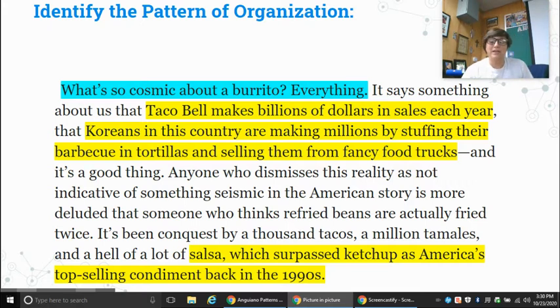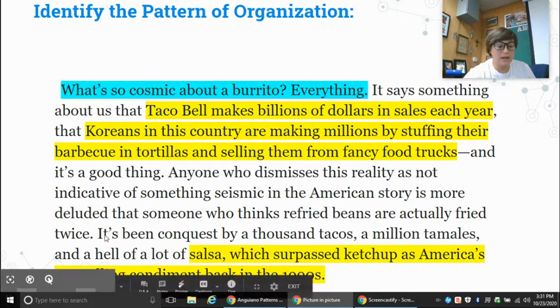Koreans in this country are making millions by stuffing barbecue and tortillas and selling them from food trucks, right? They talk about it's been conquest by 1,000 tacos, 1,000,000 tamales, and a hell of a lot of salsa. So salsa, because of the burrito, actually surpassed ketchup as America's top selling condiment back in the 1990s. Okay, so this is an example of cause and effect. So because the burrito was invented, all of these other things happened. All right. Okay, so hopefully we got that one correct.